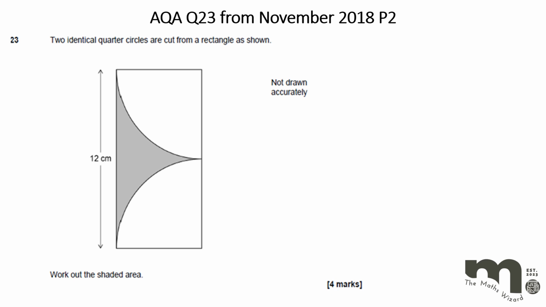So it is a calculator question and we've got two identical quarter circles. That word identical is important here, and the fact that it's a quarter circle, and the fact that these are being cut from the rectangle. And so then we've got a picture here to help us. We know that this rectangle has a length of 12 centimeters. We're being asked to work out the shaded area, so that's the area shaded in grey here.